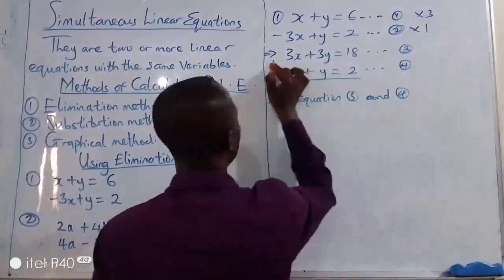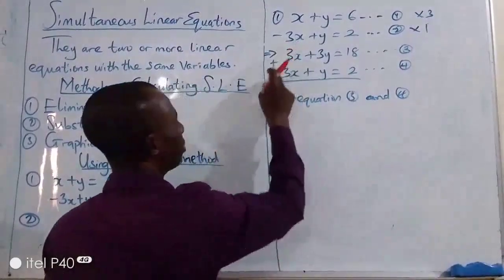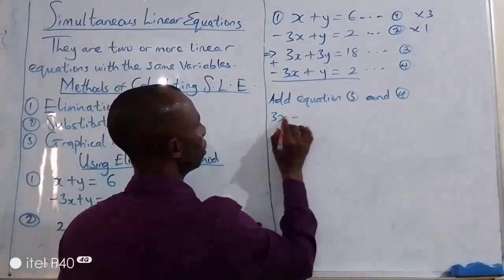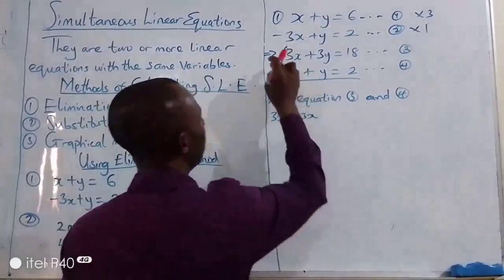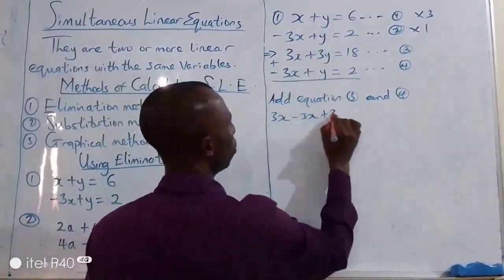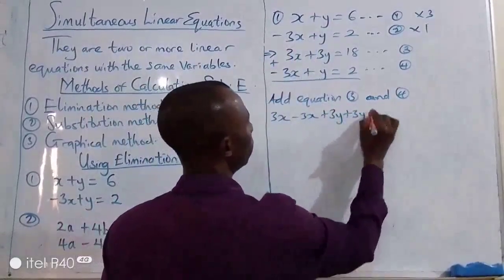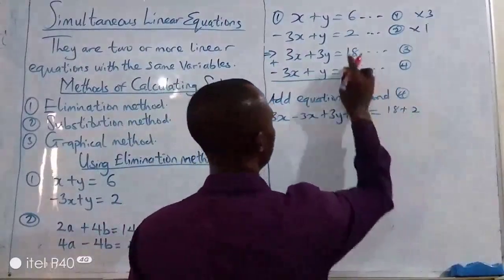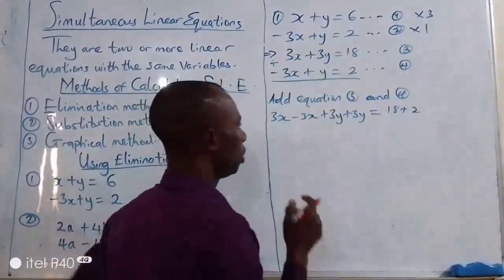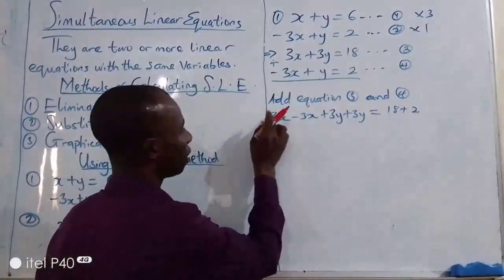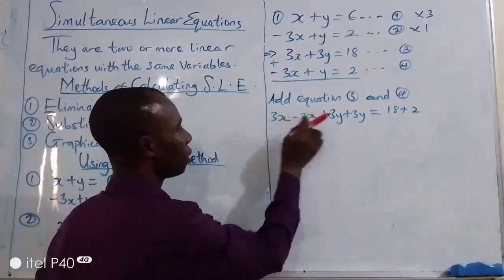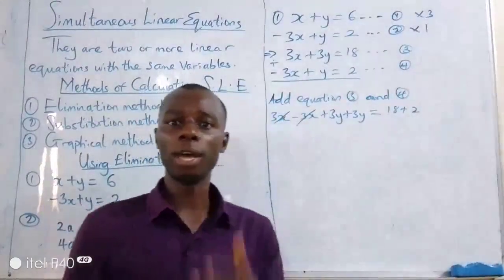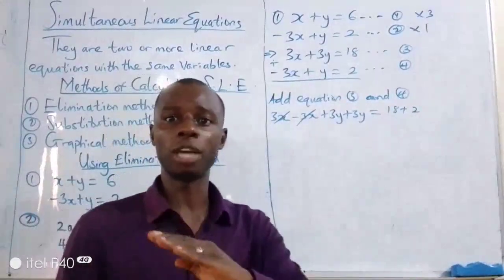Let's do the addition. 3x plus minus 3x, that is 3x minus 3x. Then plus 3y plus y equals 18 plus 2, because plus times plus is plus. Because this x is positive, this one is negative, and they have the same coefficient, they eliminate each other. That is the principle of the elimination method, to ensure that one of them is completely removed.